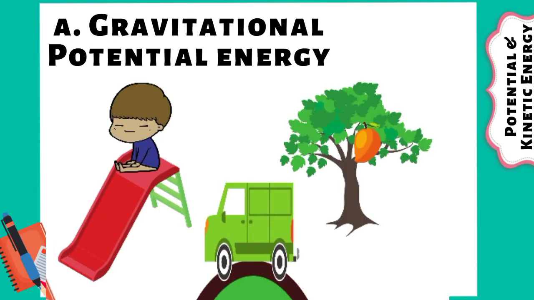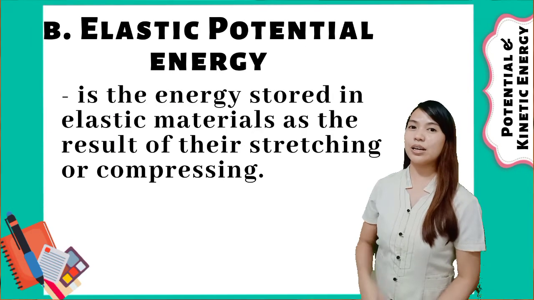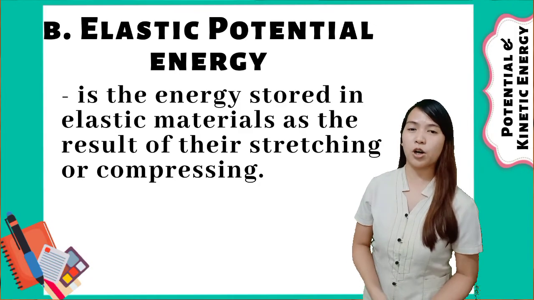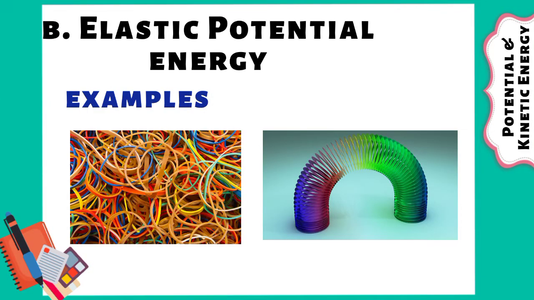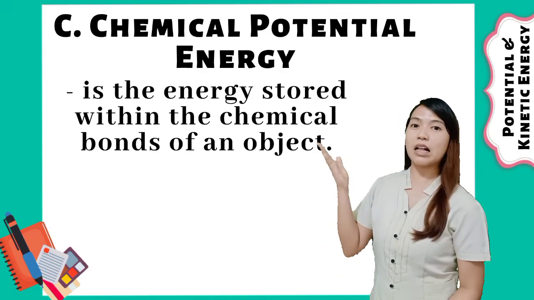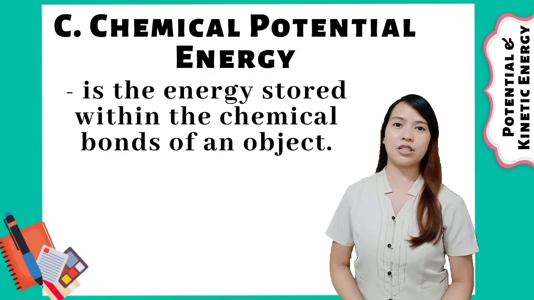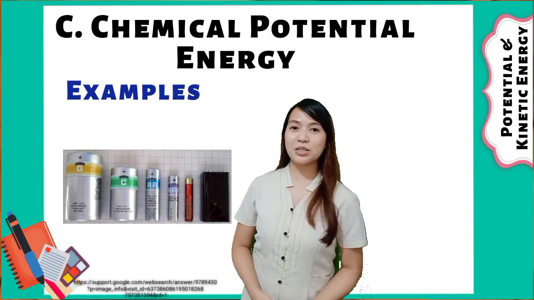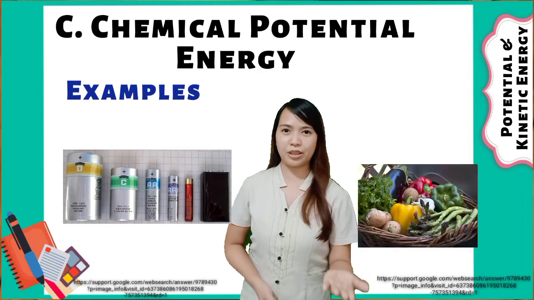Examples: a child at the top of the slide, a car that is parked at the top of a hill, and a ripe fruit before it falls. Number 2 is the elastic potential energy. The potential energy is due to expansion or compression of an elastic object. Examples: a rubber band and a slinky. The third one is the chemical potential energy. The potential energy is stored within the chemical bonds of an object. It is usually stored in batteries or even in the food that we eat.